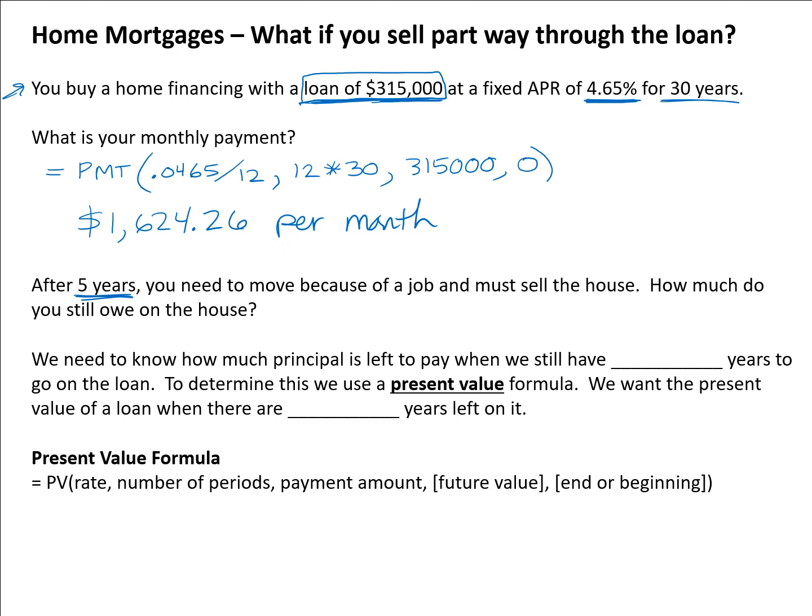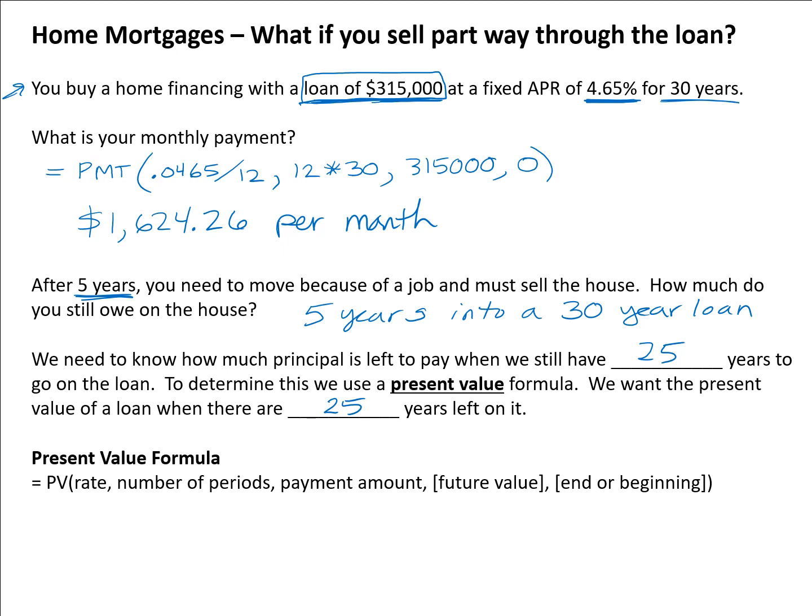So let's think about this scenario. We've paid 5 years into the 30-year loan. We need to know how much principal is left to pay when we still have 25 years to go on the loan. To determine how much we still have left, we're going to use what's called a present value formula. And we want the present value of the loan where there are 25 years left on it.